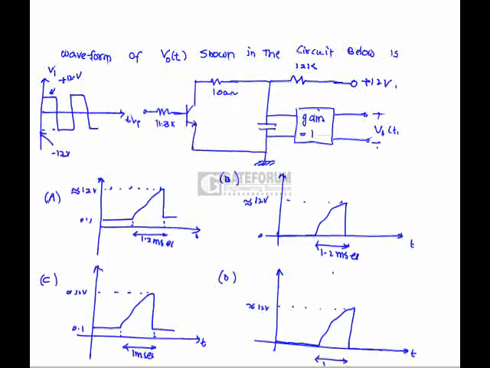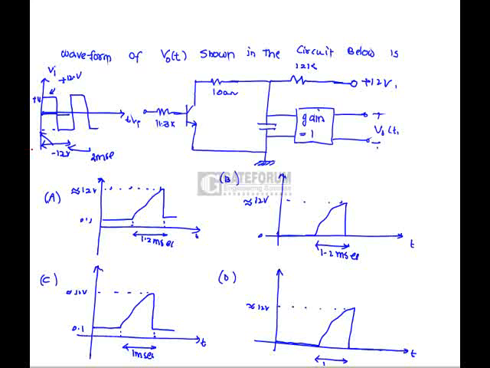The question is: the waveform of V naught of t shown in the circuit below is. Here the clock duration is 2 milliseconds, which means it attains plus 12 volts for the first 1 millisecond, and for the next 1 millisecond it takes minus 12 volts.